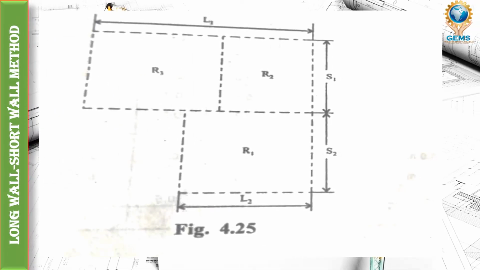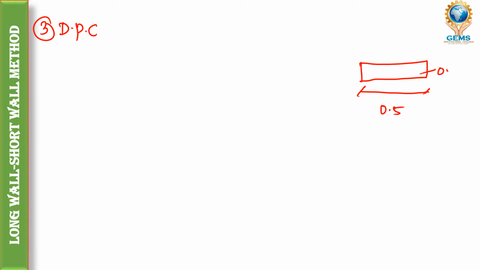You already know this is the outline or center line plan of a building: L1, L2, then S1, S2, R1, R2, R3. The third one is DPC, damp proof course. Usually we see it in door openings and the plinth beam, so at that level we will see the DPCs. We will just draw the section of the diagram. DPC is nothing but the breadth is 0.5 and the thickness is given as 0.2.